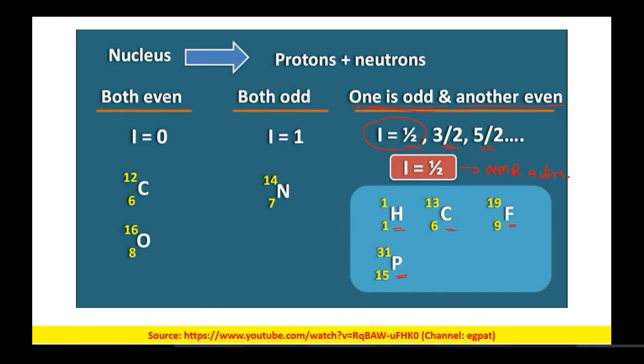On the other hand, if the numbers of both protons and neutrons are even, or both of them are odd, in either of these cases the atoms are not NMR active. In other words, they are NMR inactive.